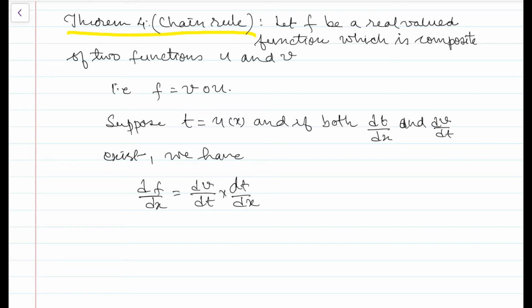Suppose t is equal to u(x), and if both dt over dx and dv over dt exist, then we have df over dx is equal to dv over dt into dt over dx. If a function is a composite function of more than two functions, we can extend it for more than two also.